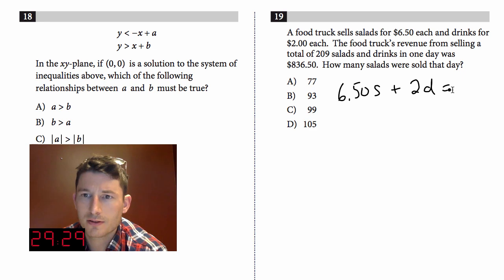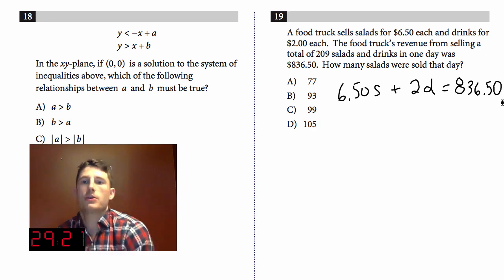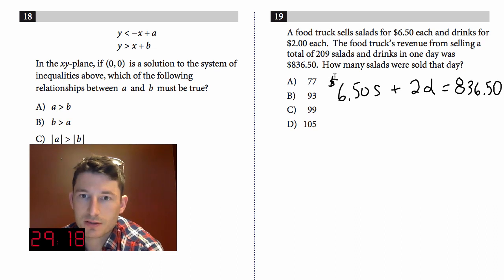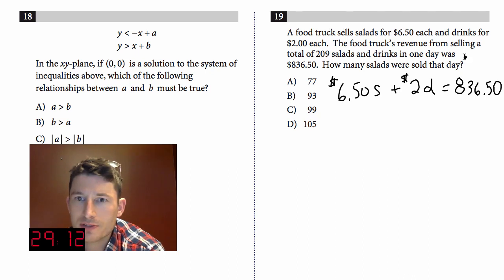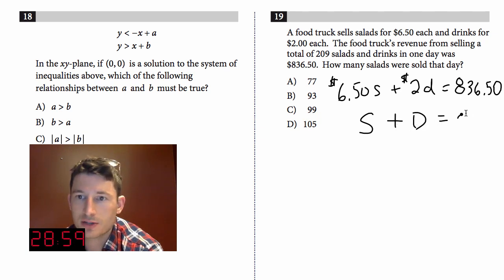$836.50. So that's your money equation, right? All those numbers we put in were money. Right, $6.50 for a salad, $2 for a drink. Now the food truck's revenue from selling a total of 209 salads and drinks, so you need a second equation here. This is when the SAT looks like it's getting a little harder. Salads plus drinks is 209. This is your quantity equation. Notice one equation was all money, and this is your numbers.